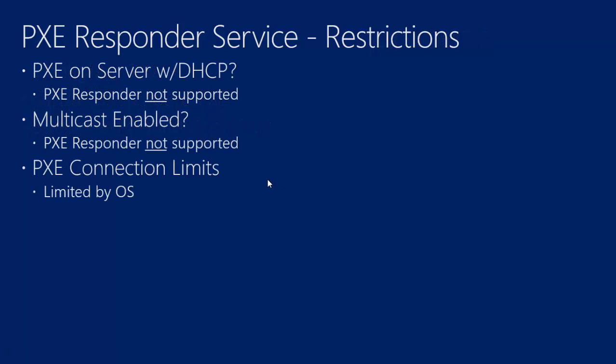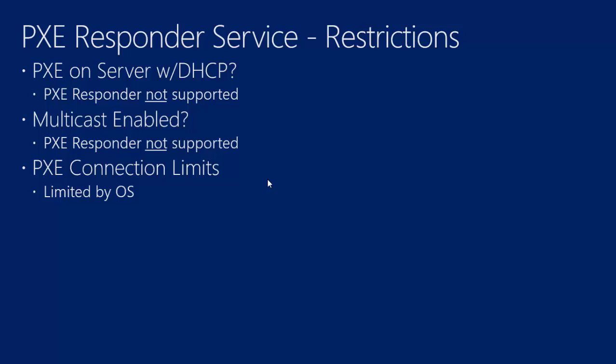What are the restrictions? The PXE Responder Service can be installed on any distribution point, but if that distribution point already is configured with PXE, and the server it's configured on is also running DHCP, then the PXE Responder Service is not supported at all. If you have a distribution point configured for multicast, then the PXE Responder Service is not supported at all. The reason is that multicast requires Windows Deployment Service, and since the PXE Responder Service, by definition, doesn't require Windows Deployment Service, there's the disconnect.